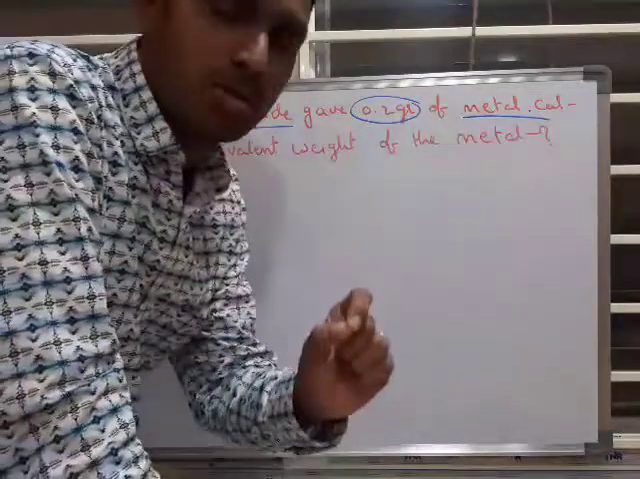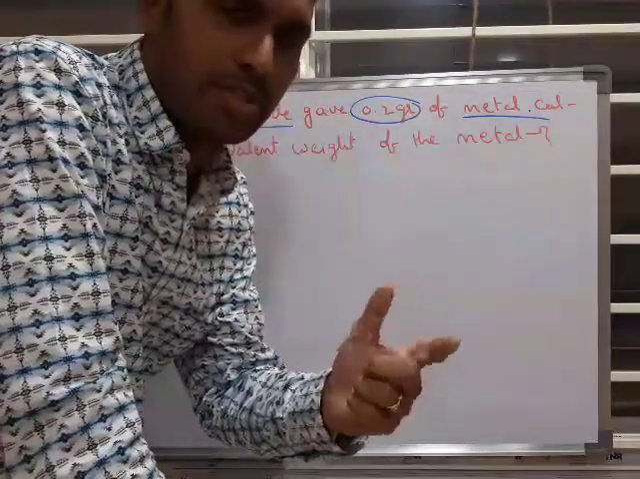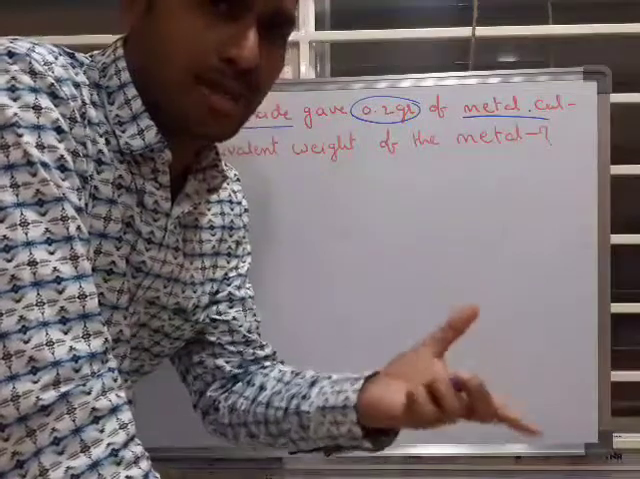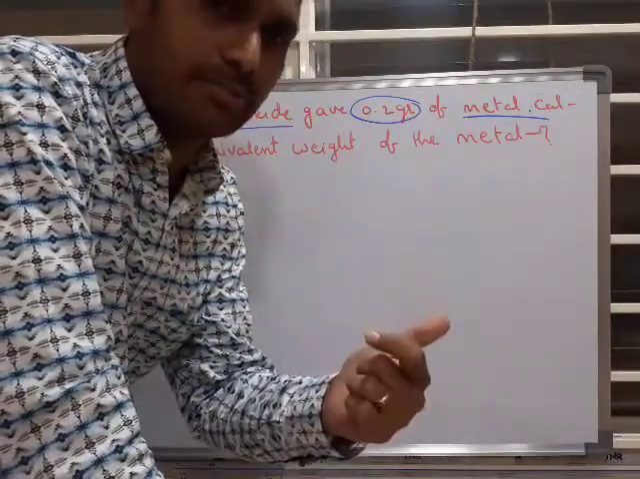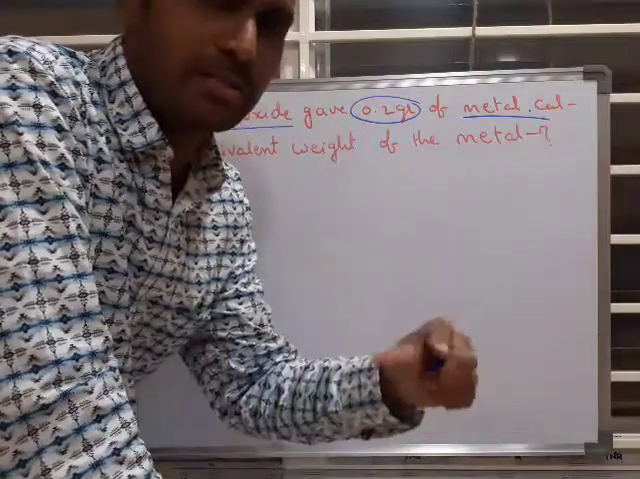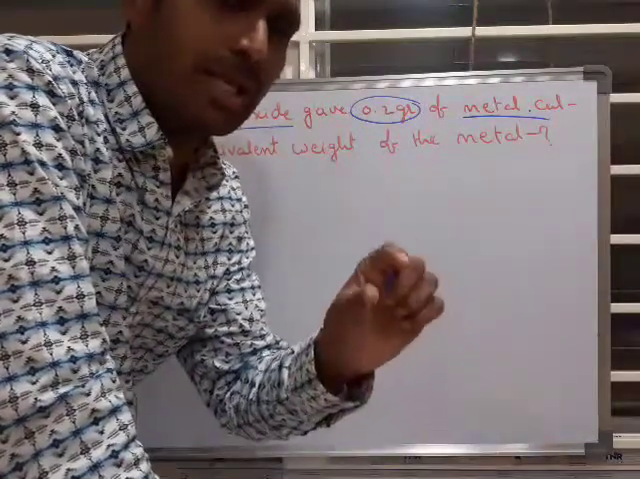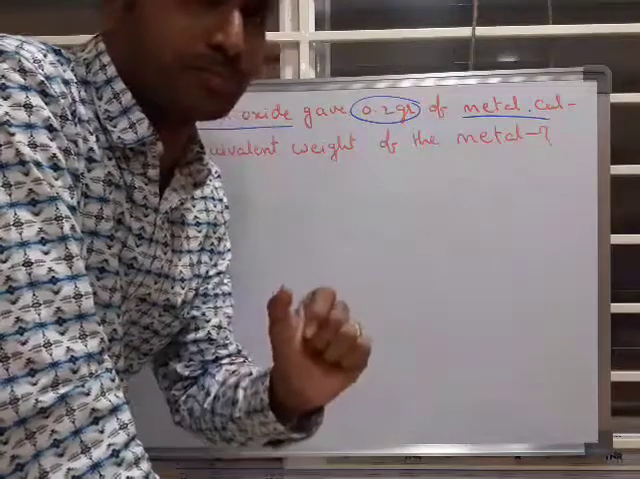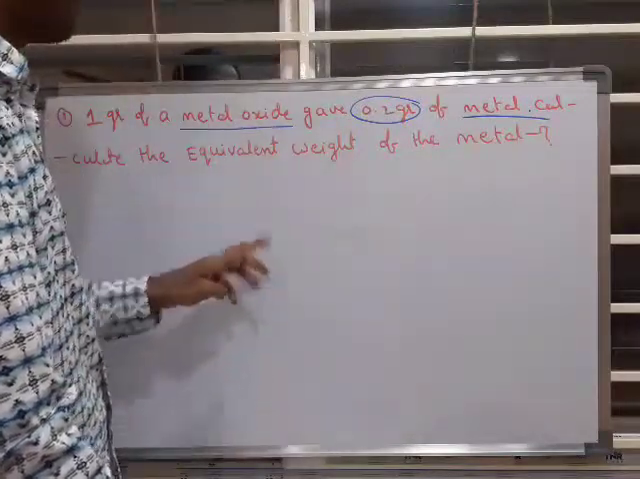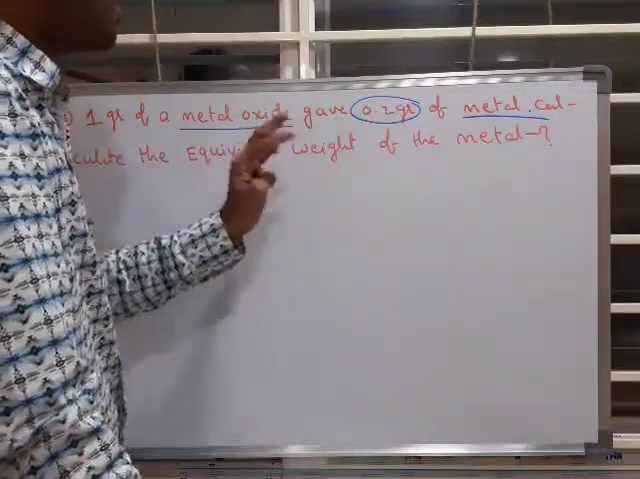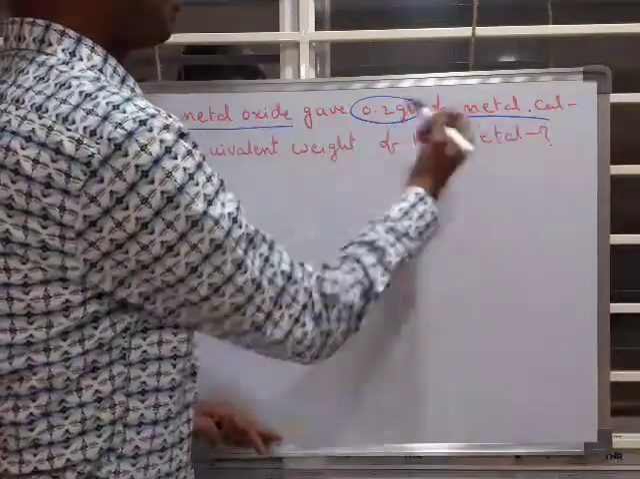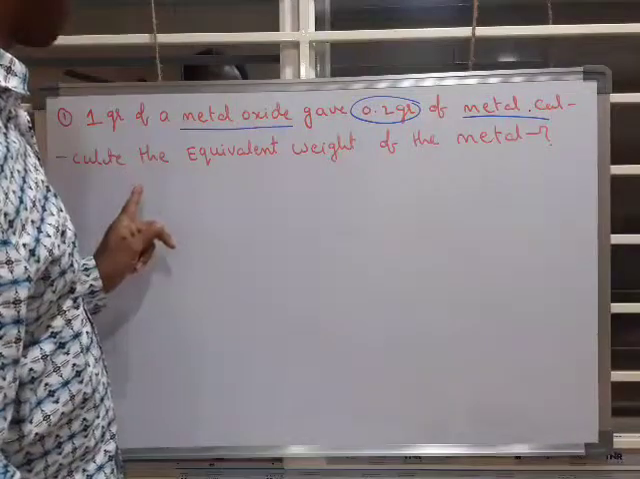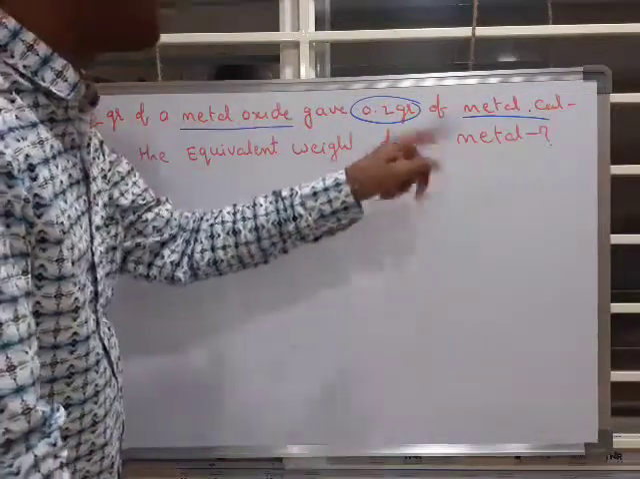So here the metal oxide on decomposition gives its metal and oxygen. On metal oxide decomposition we form metal and oxygen. Here the amount of metal is given. Okay, so this metal oxide in a particular reaction gives 0.2 grams of metal. So I have to calculate the equivalent weight of that metal.